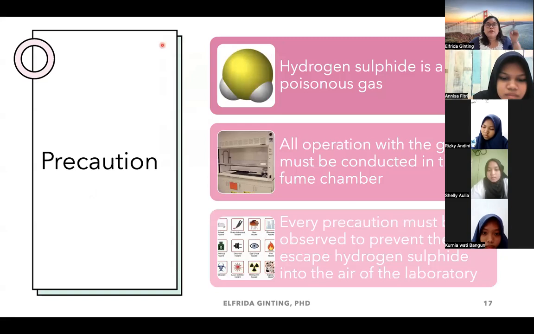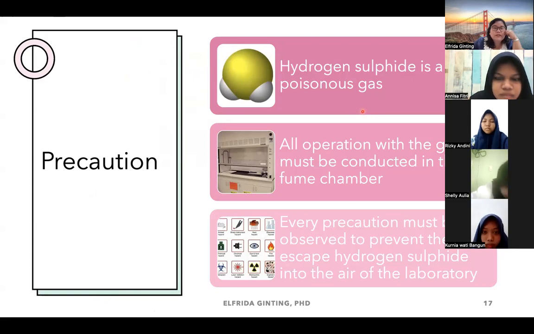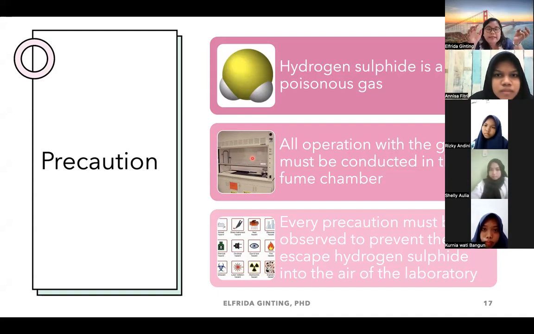Let's continue. One thing, this is a precaution. If you will be working with hydrogen sulfide, it is a highly poisonous gas. So if you want to react lead with hydrogen sulfide, you need to react it in a fume chamber. I don't know, I think we don't have it in our lab, right? But in case you need to work with hydrogen sulfide, try to work close to the window so that whatever gas is formed from your reaction goes directly outside.